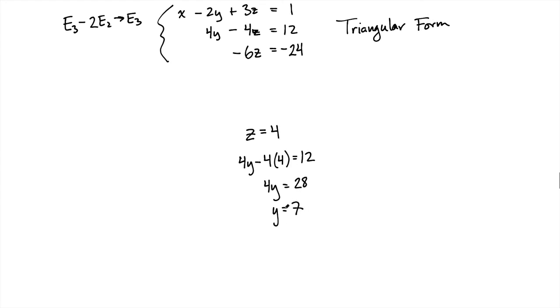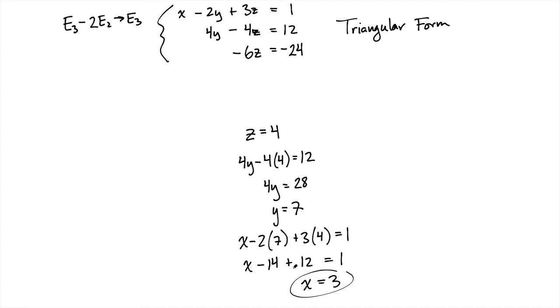And now that we have z and y, we can plug those into the first equation. So x minus 2 times y, which is 7, plus 3 times z, which is 4, is equal to 1. And that's x minus 14 plus 12 equals 1, or x minus 2 equals 1. So add 2 to both sides, you get x equals 3. So there's our solution. Okay, x equals 3, y equals 7, and z equals 4. Or we could write this as an ordered triple, x, y, and z.